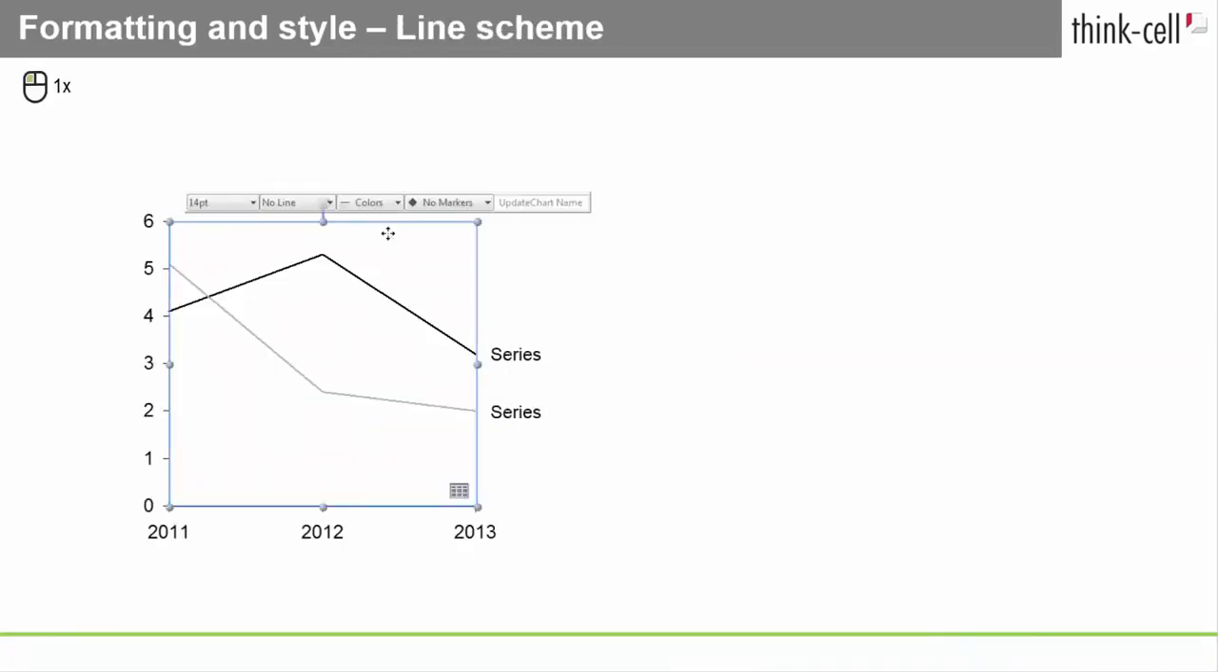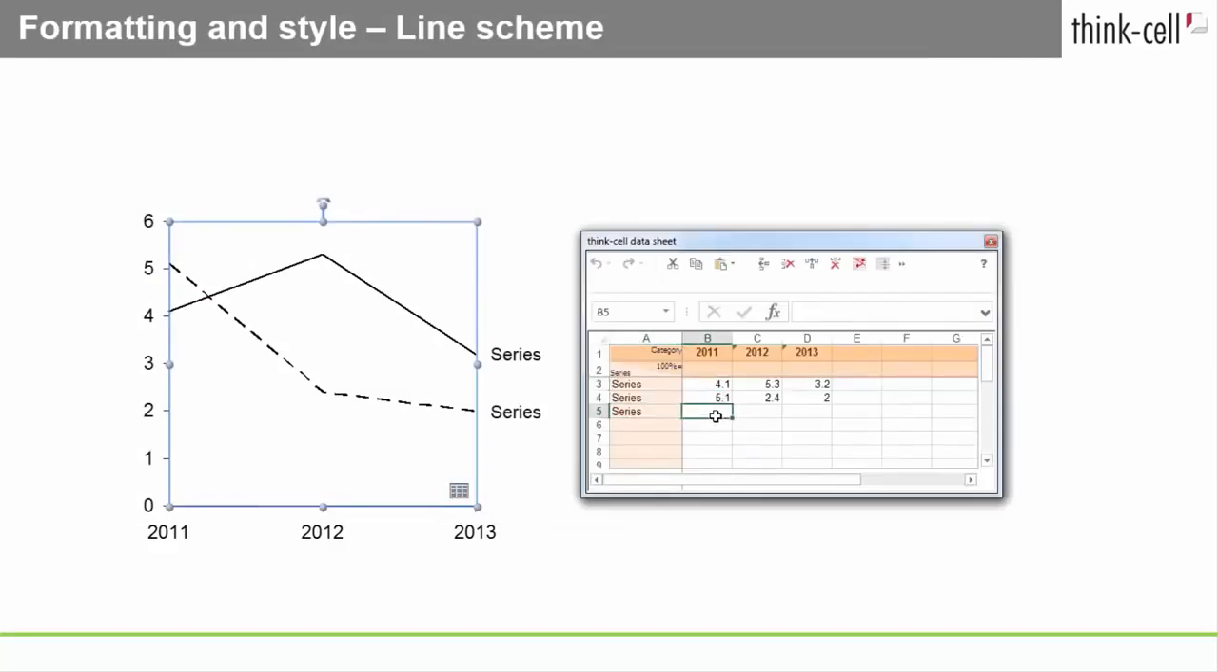The line scheme control specifies the appearance of the lines in line charts. The supported line schemes give consistent line styles and coloring to all the lines in your chart.